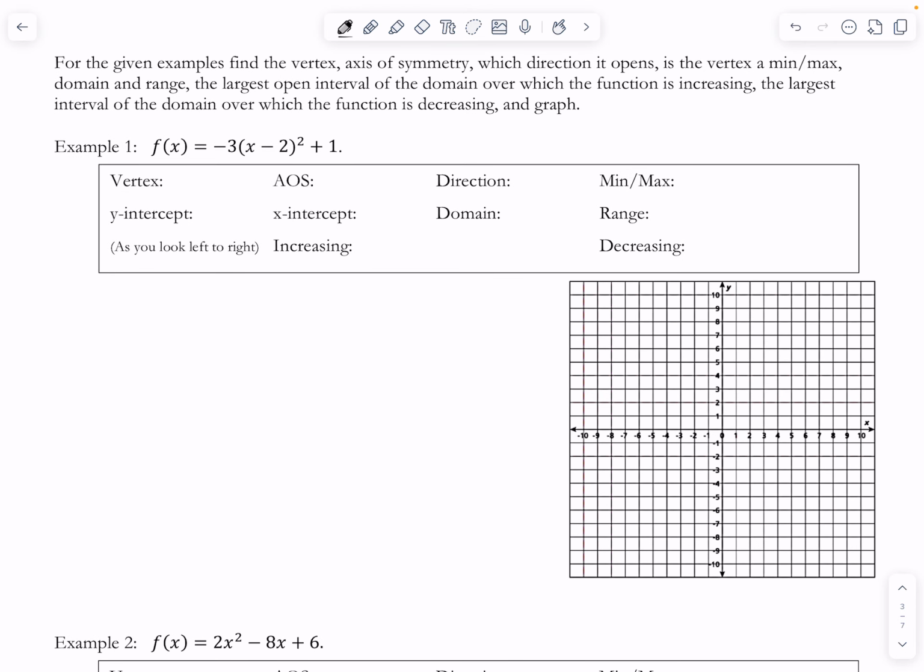First thing I notice, it's in vertex form. The next thing I notice is that in front of everything, there is a negative right there. So that tells me that this parabola is going to open down. When A is a negative, your parabola will open down. That will also mean that my vertex is going to be the highest value, or a maximum.